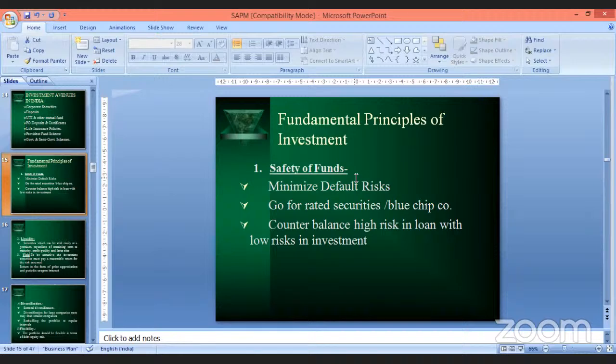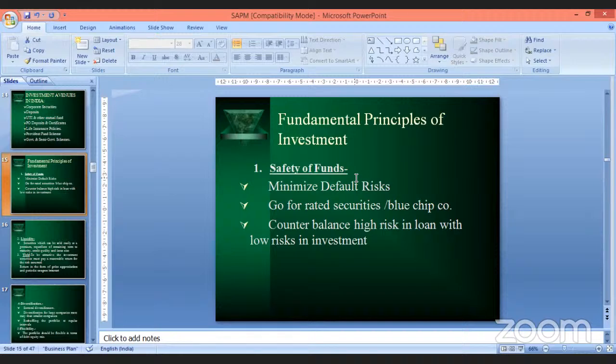Suppose you are putting your money into a commercial bank. If the commercial bank does not pay your principal amount, neither your principal nor your interest at the time of maturity, then simply we can say that the bank is the defaulter. This arises due to default risk. So here minimum default risk is there, and we can assure ourselves that our fund is safe. So for safety of fund, please remember, go for rated securities.